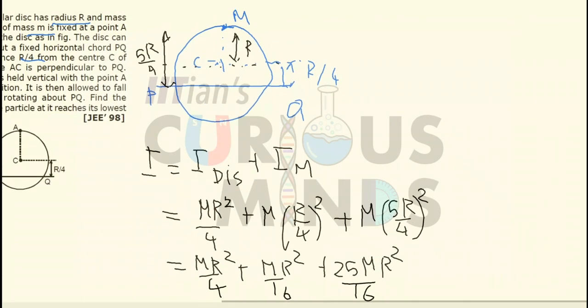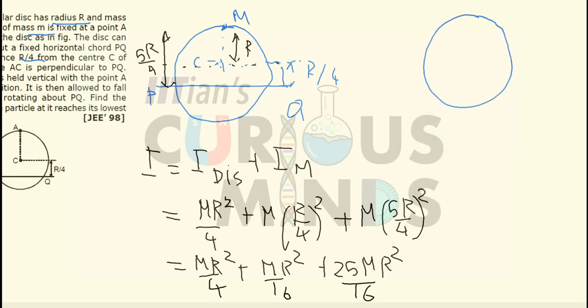Now what happens when this disk slides down? PQ is over here now. The disk has slid down. I can say that the moment of inertia will remain the same. The center will be at a distance of r/4 from the axis, and the particle will be situated over here, when it rotates down, at a distance of 5r/4 from the axis. The same setup but in the mirror image.